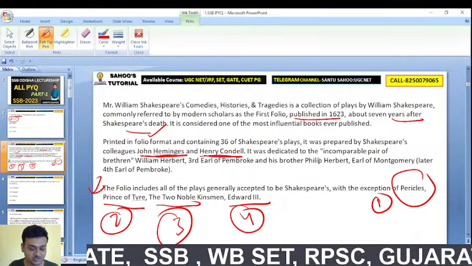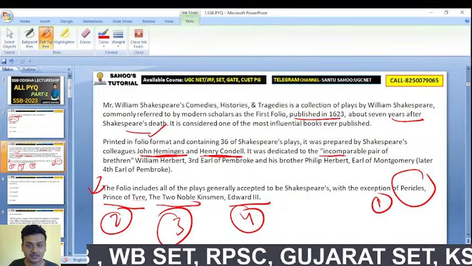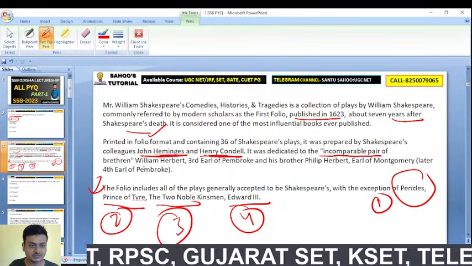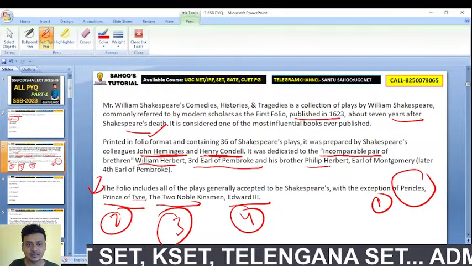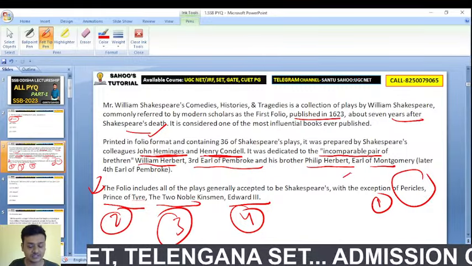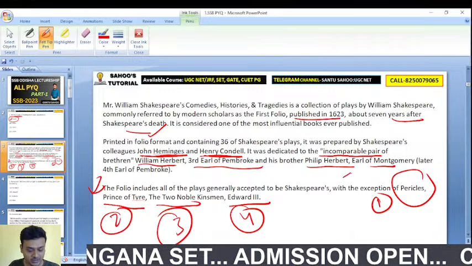It was dedicated to whom? It was dedicated to the incomparable pair of brethren, William Herbert, 3rd Earl of Pembroke, and his brother, Philip Herbert, Earl of Montgomery. You should also know.